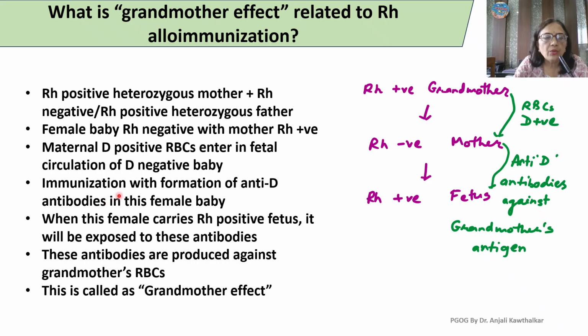Immunization with formation of antibodies occurs in this female baby, and when this female becomes an adult and carries an Rh positive fetus, it will be exposed to these antibodies which were produced against the grandmother's RBCs, and that is why this is called the grandmother's effect. Grandmother is Rh positive, mother is Rh negative, fetus is Rh positive. The fetus is exposed to antibodies which were created in response to maternal RBCs. That is why it is called the grandmother's effect.